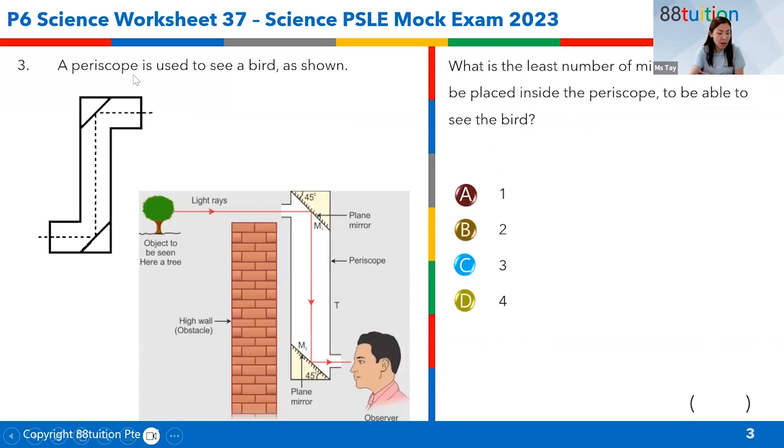Now you have a periscope in question 3. It's being used to see a bird. The extra diagram I put in here is actually used to look at a tree, so the observer can see the tree. How does it happen? Light rays bounce off the tree, go into the periscope, hit the mirror, and then are reflected. Then with another reflection, it goes to our eyes. You will learn more about this in secondary school.